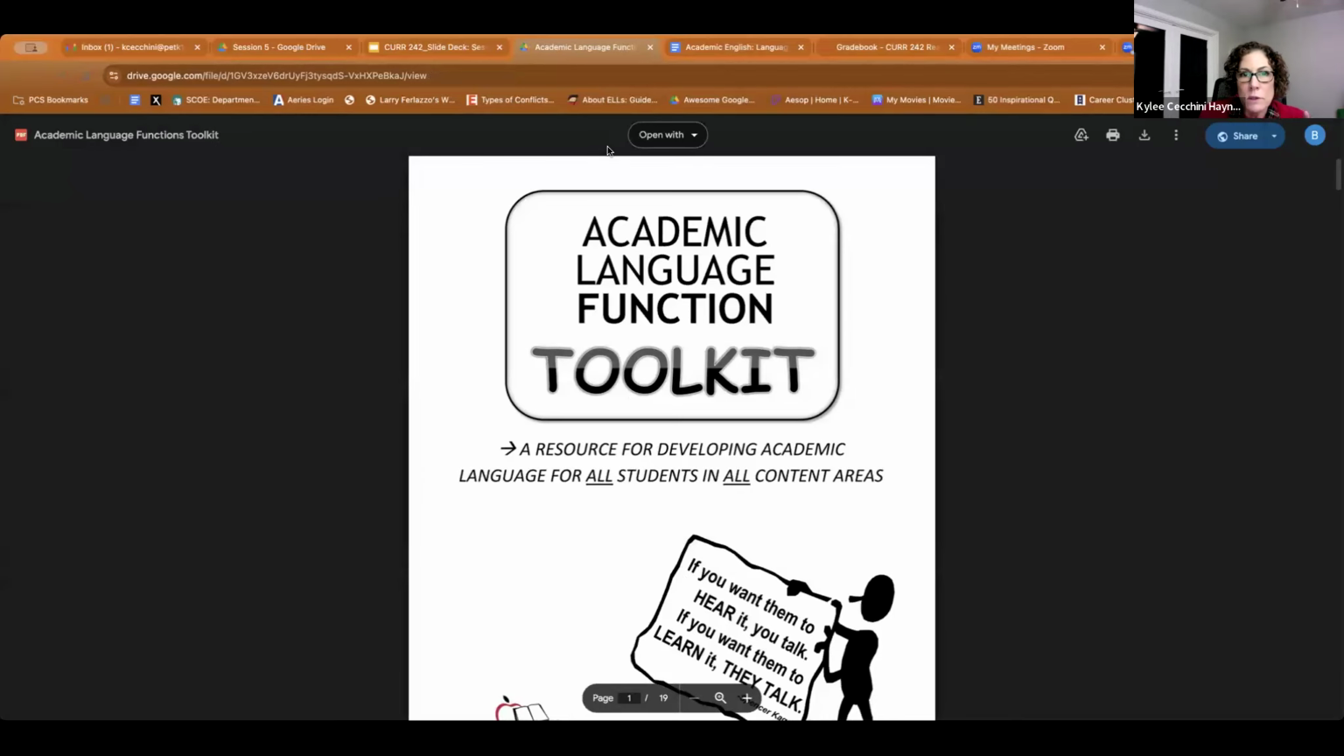Okay, so let me get in here. So this is gold, guys. This academic language function toolkit. When you are writing your lesson plan, when you are doing your EdTPA, when you're doing the final project for this class, this toolkit will be particularly helpful. Okay.